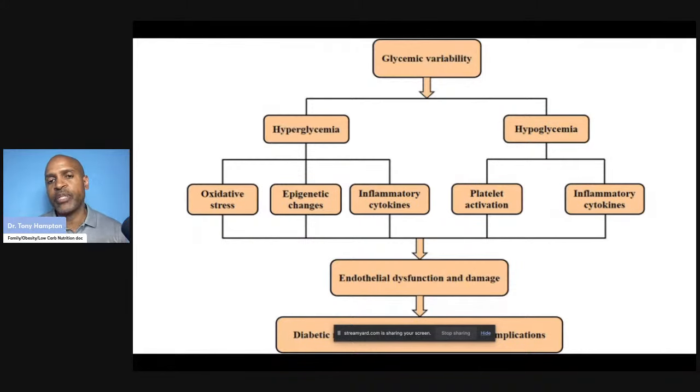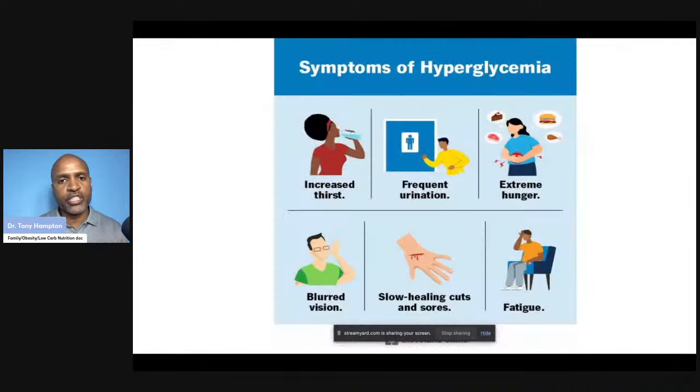Inflammatory cytokines are going to be higher with hyperglycemia, and cytokines are like little small proteins that have a lot to do with cell signaling. In other words, helping our cells to communicate. And when we go over to the hypoglycemia side, you can see that platelet activation can occur and inflammatory cytokines can occur with that as well, all culminating in endothelial dysfunction and damage, leading to many of the major complications that are related to diabetes. So our goal is to not have glycemic variability, and that's what this video is all about.